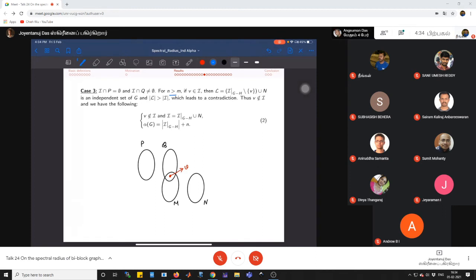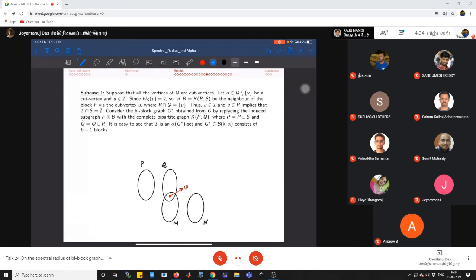I already explained. If V is in the independent set, then the partition N cannot be in the independent set. But still, if I consider this by deleting the vertex V from the independent set and taking N, then it will increase the cardinality, which is a contradiction. So V does not belong to I, and I restricted to G minus H union N, and alpha of G is the cardinality of the independent set in the graph G minus H plus N. Okay, so we'll prove case 3 in subcases.